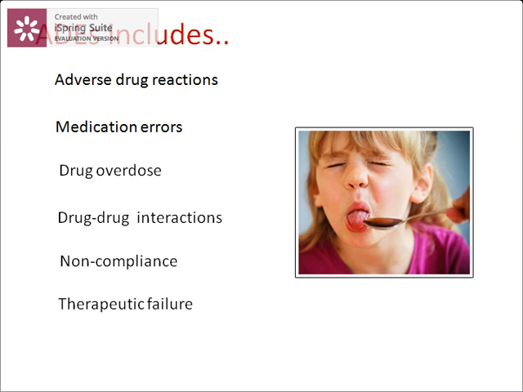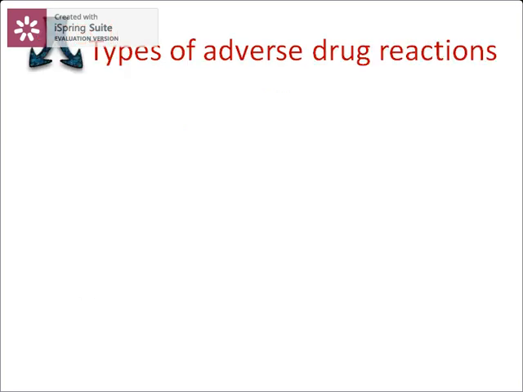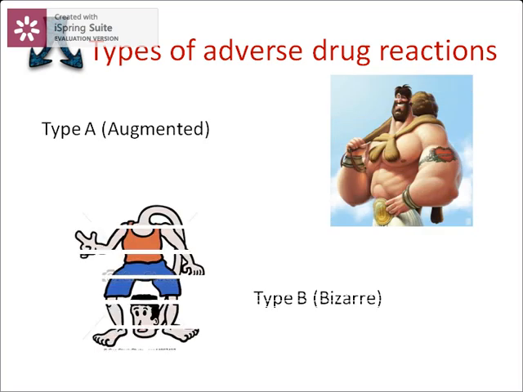So adverse drug event is a broader terminology that deals with all untoward incidences, whether related to safety or related to efficacy. From the pharmacovigilance or drug safety point of view, we are more concerned with adverse drug reactions, medication errors, drug overdose and drug-drug interactions. Now we will understand the types of adverse drug reactions. There are basically two types, augmented type and bizarre type of reactions.